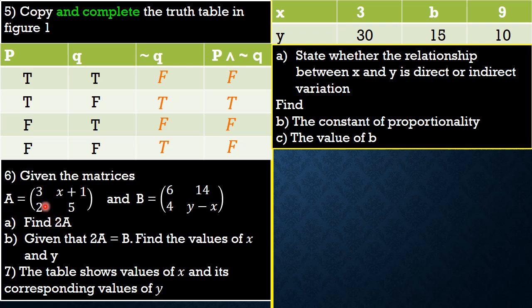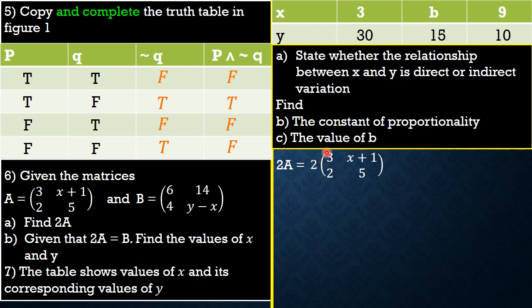That is 2 times the matrix A. All right. So the question wants us to find 2A. So friends, each time we are to multiply a matrix by a scalar, all we have to do is to take that scalar and multiply each of those elements that make up the matrix.